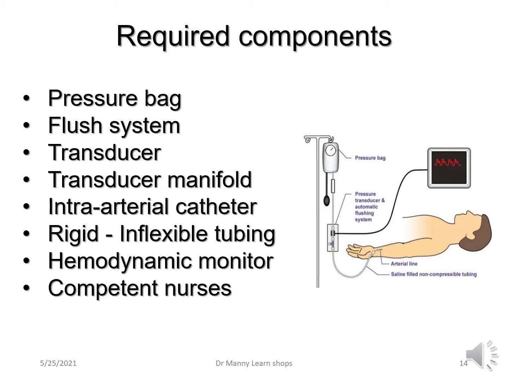What are some of the required components that you would use when caring for someone or inserting an arterial line for hemodynamic monitoring? Well, you need a pressure bag, a flush system, the transducer manifold, an intra-arterial catheter, rigid, inflexible tubing, a hemodynamic monitor, and most important, competent nurses to look after it.